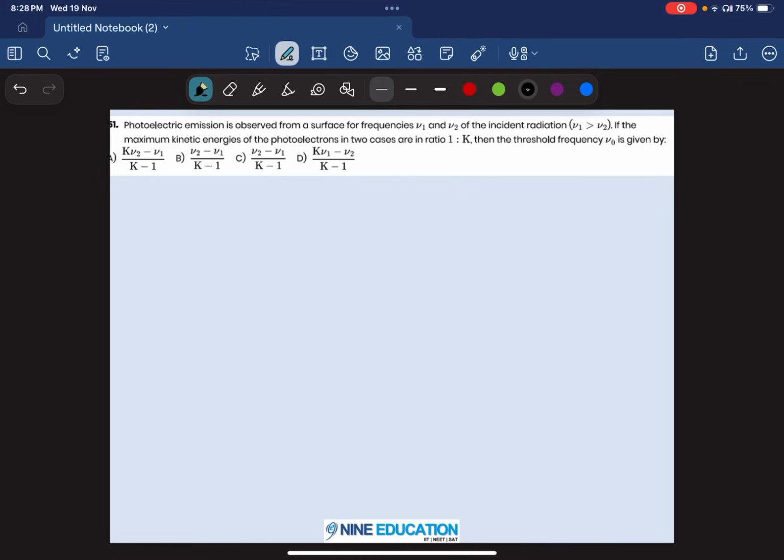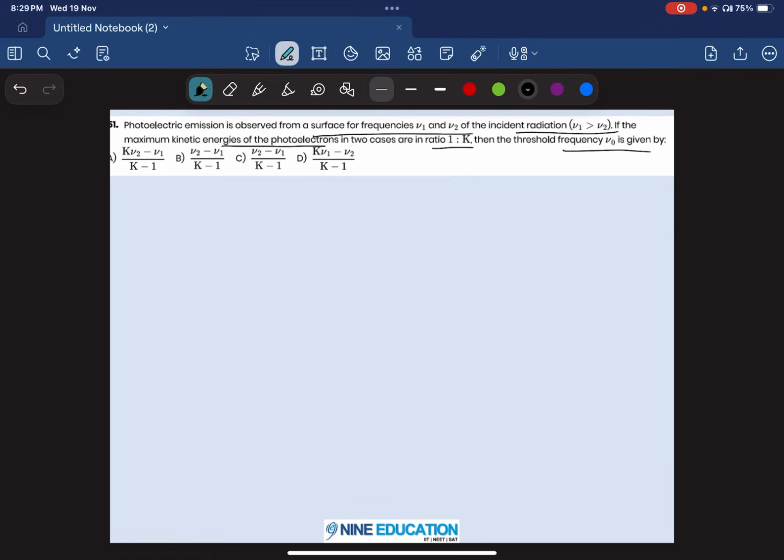the photoelectric emission is observed from a surface for frequencies mu1 and mu2 of the incident radiation, mu1 greater than mu2. If the maximum kinetic energies of the photoelectrons are in the ratio 1 is to k, then the threshold frequency is given by. So let us write down the equations. There will be two equations which can be found by us. The two equations are like this.